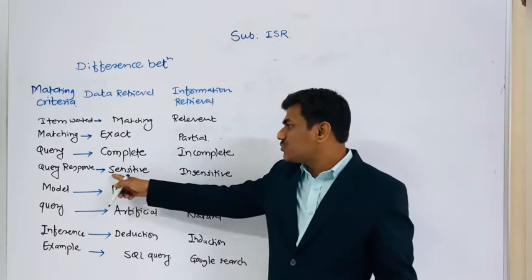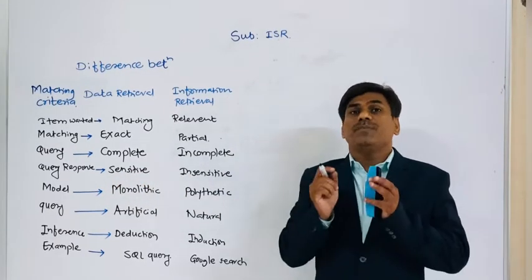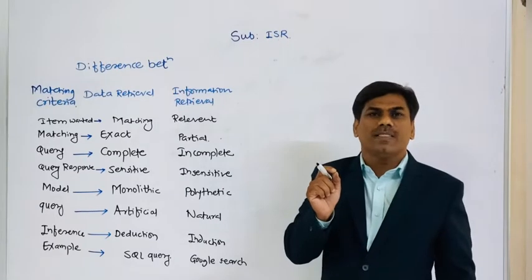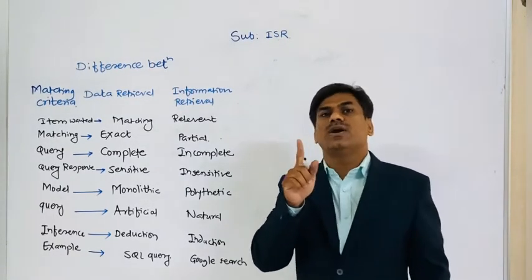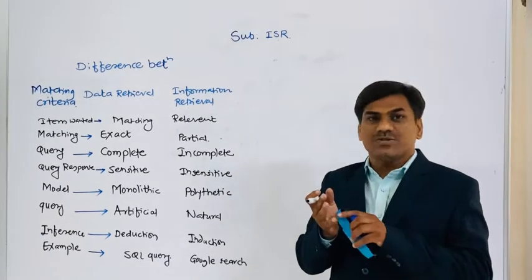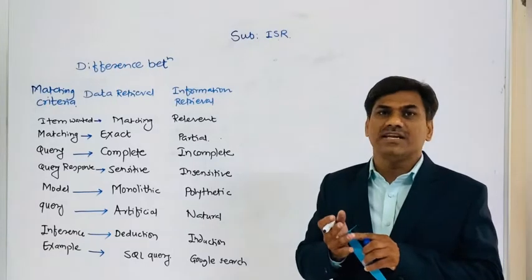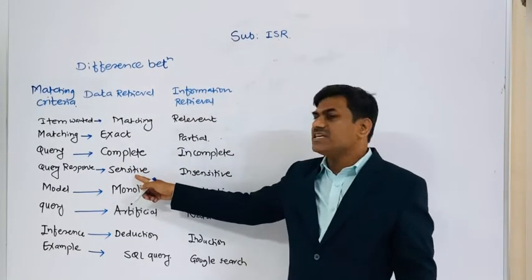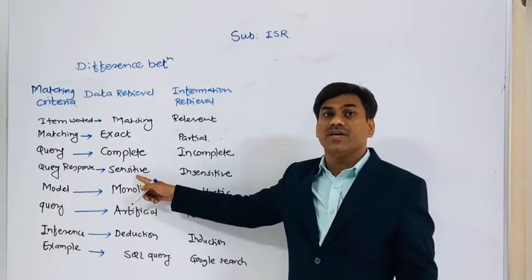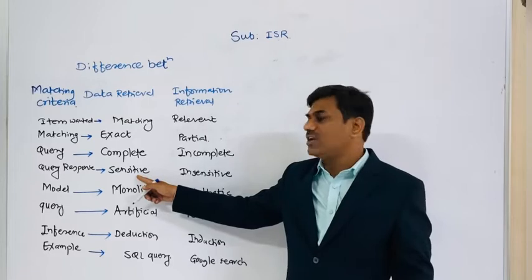Next is query response. Here in data retrieval the query response is sensitive. Means what? If a single mistake is there in the query, you will not get the answer. Either you will get the answer or you will not. If the answer is present, you will get it definitely. If not, you will not get it at any cost. So if the query is correct, then only you will get the exact answer. If the query is a single bit wrong, you will not get any kind of answer.